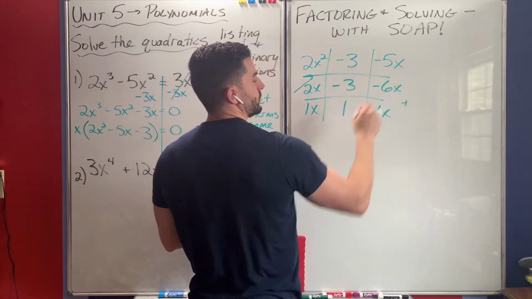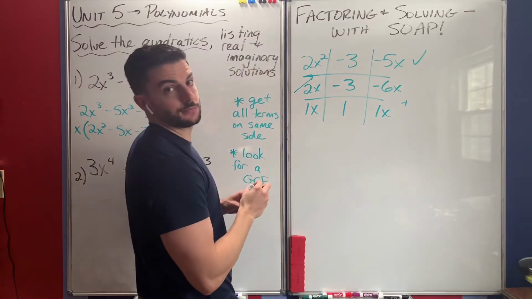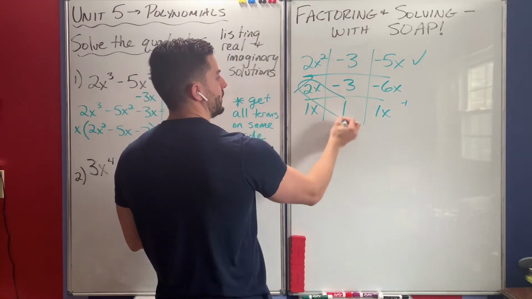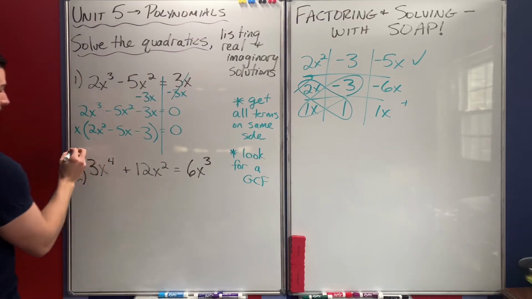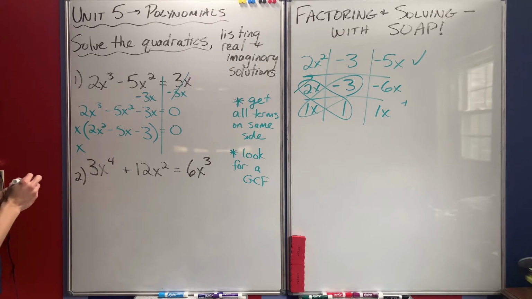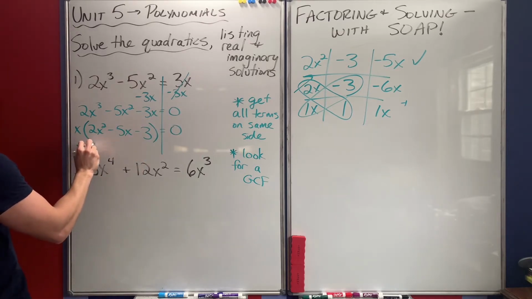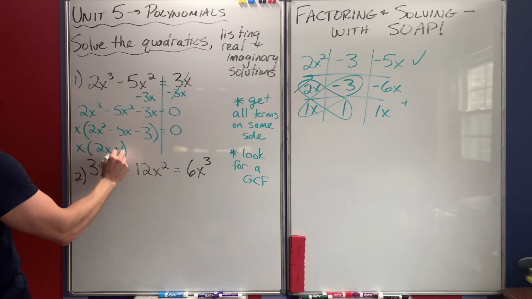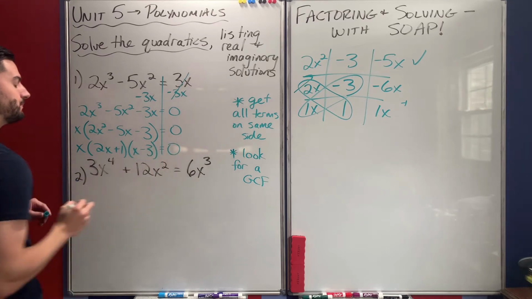And then when I add these to check, 1 plus negative 6 gives me negative 5. So remember, these now are my two factor groups. So this does factor, which is good news, and that makes it easier for me to solve. So I'll get x times those two groups that I've circled across the diagonal: 2x plus 1, and then x minus 3, or 1x minus 3.